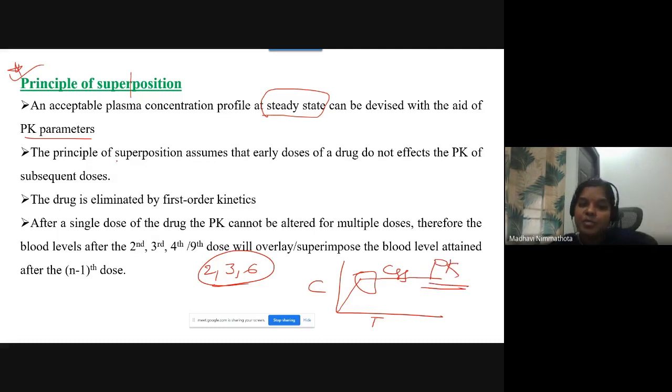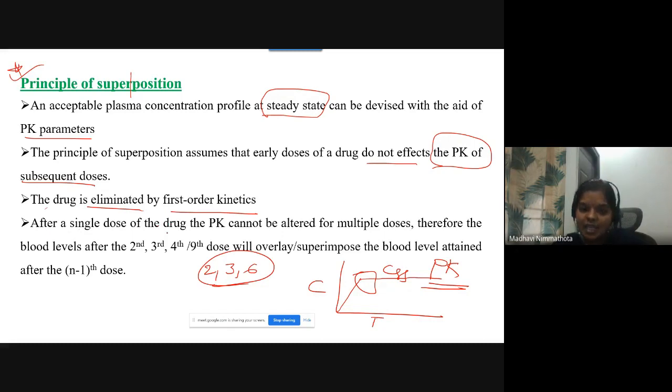So the principle of superposition assumes that early doses of a drug do not affect the pharmacokinetics of subsequent doses. Early doses, meaning initial doses of your drug, will not affect the pharmacokinetics of the subsequent doses. So the drug is eliminated by first order kinetics.